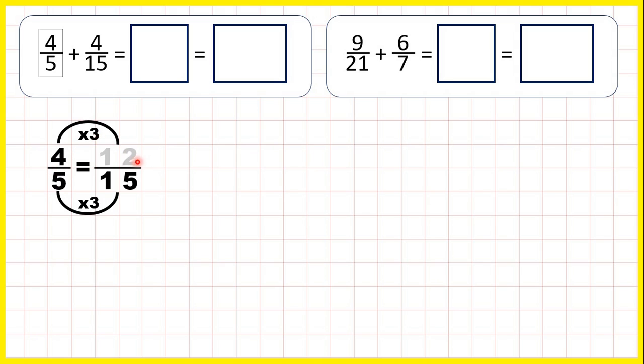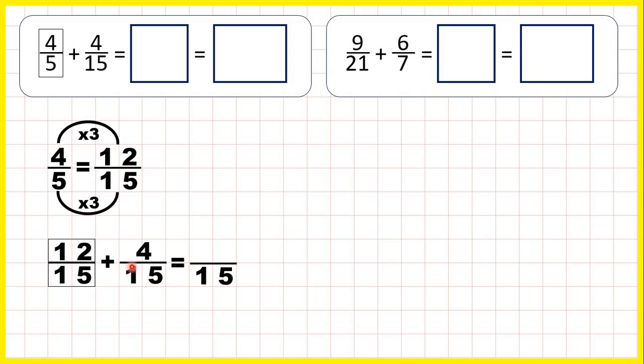4 times 3 is 12, so 4/5 is equivalent to 12/15. So we can rewrite our question as 12/15 plus 4/15. So when we're adding fractions and we have a common denominator, the denominator stays the same, and 12 plus 4 is 16. So as an improper fraction, our answer is 16/15.